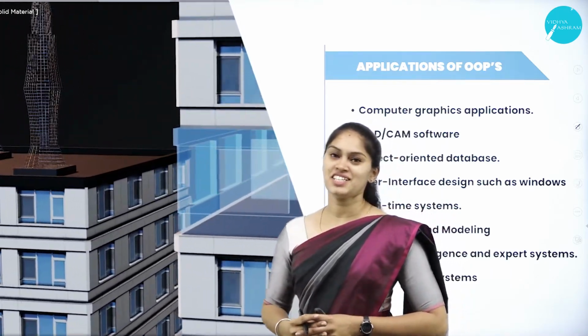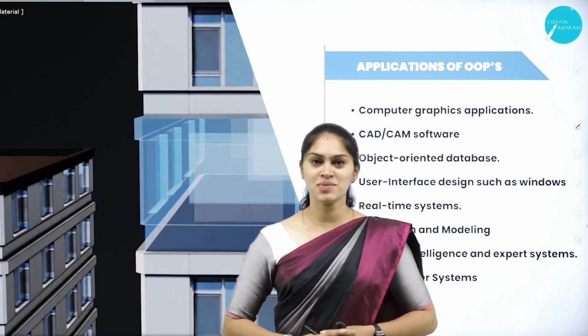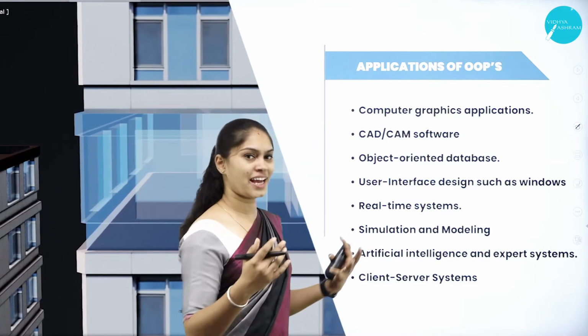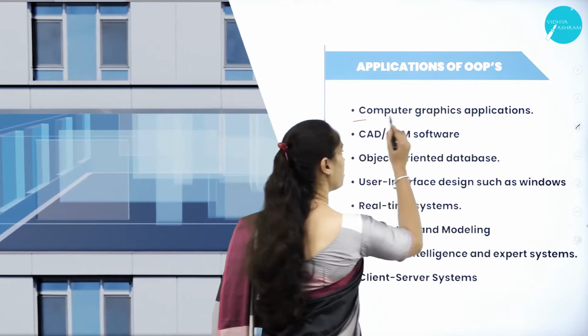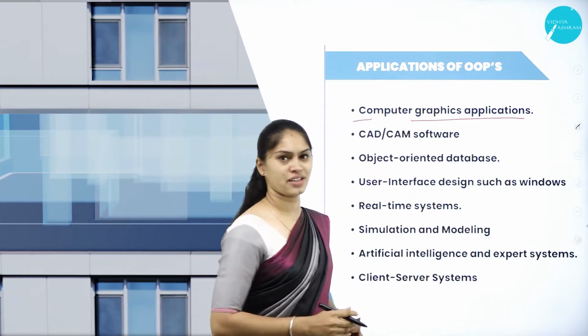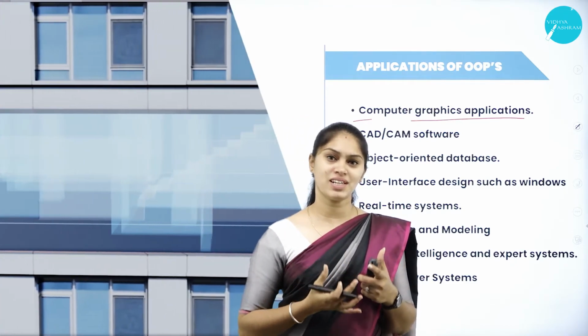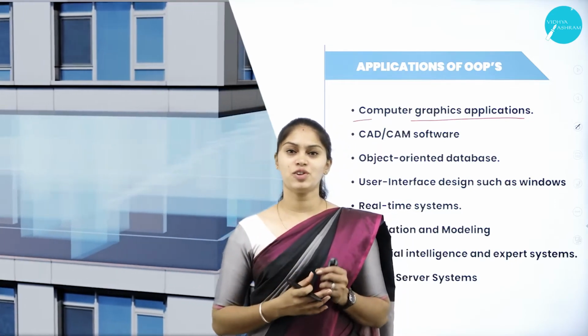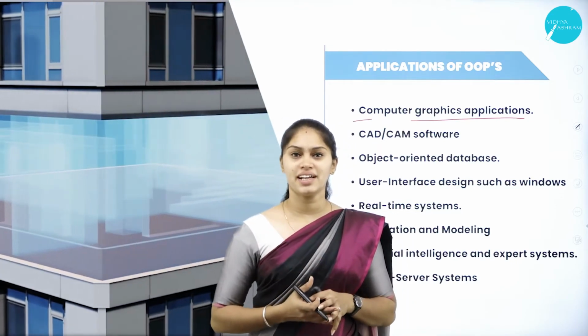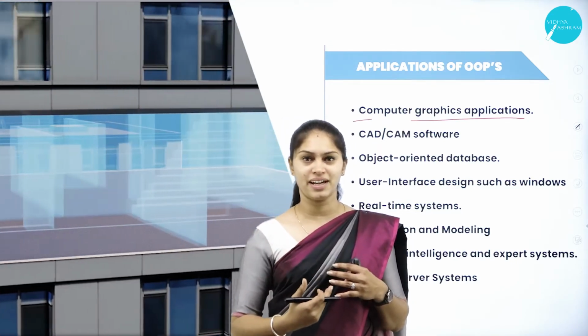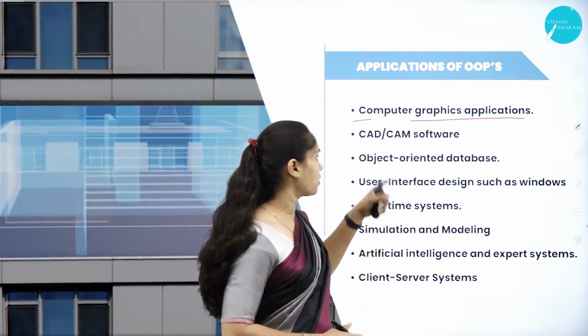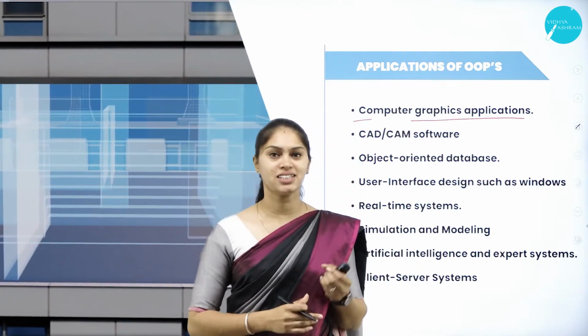So now we'll see the list of applications of object oriented programming. Where and all can we use this? That is computer graphics application. As we all know, it will provide a user interface, right? For Windows, we are going to have a user interface which will be more user friendly. So in all those scenarios, we are going to have this computer graphics application.